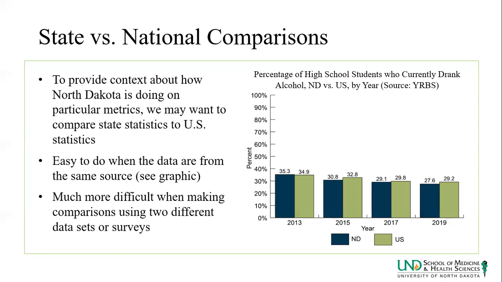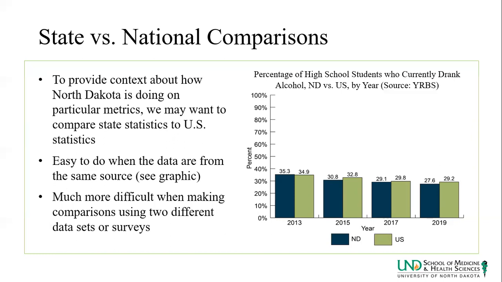For example, the graphic shown on this slide comes from the most recent Epi-profile and shows the percentage of high school students who reported currently drinking alcohol for North Dakota and for the US over a number of years. In this case, both the state and national data come from the Youth Risk Behavior Survey.